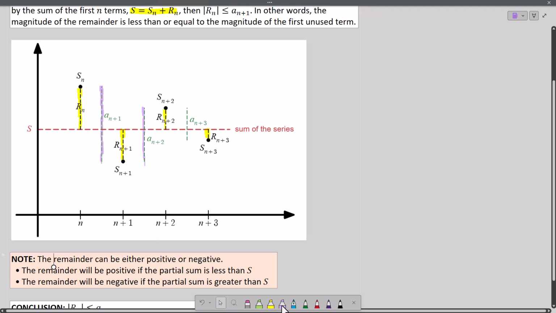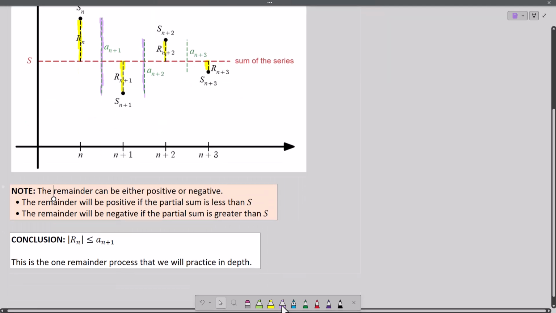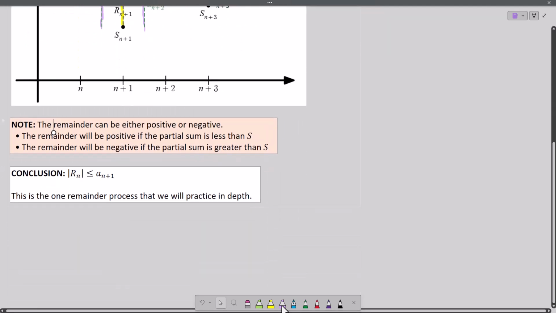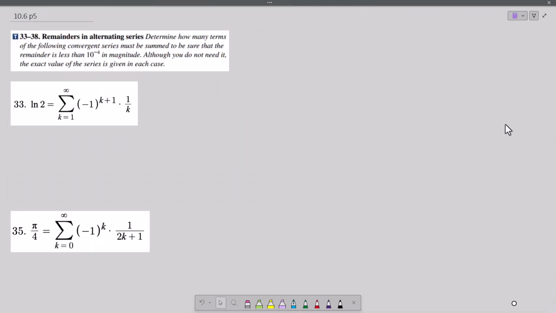The a sub n plus 1 is positive, but the sign in front of it is negative, which means we subtract it. But the actual sign of the a sub n's is always positive. Okay, all right, so that's it. The remainder for an alternating series is the magnitude of the next term.